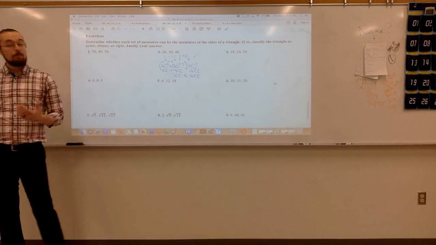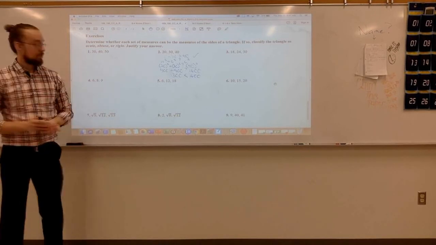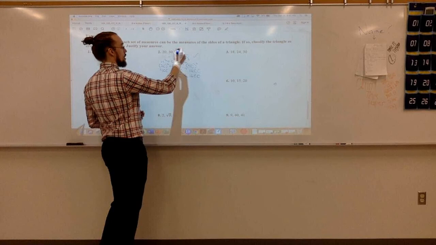So what does that mean then? If a squared plus b squared is less than 1600, what kind of triangle do I have? This would be an obtuse triangle.